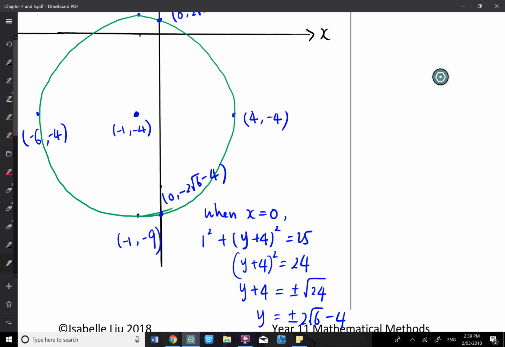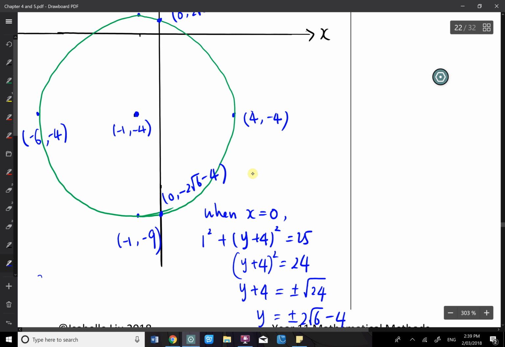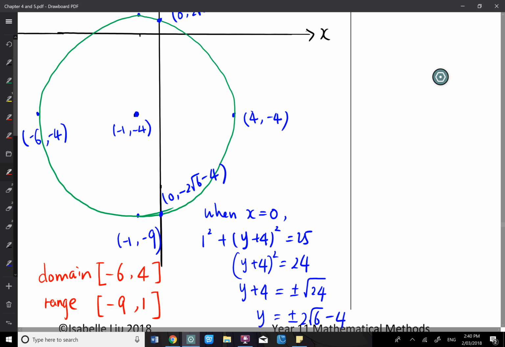What will the domain be? Anyone can see the domain? Four. Yep. And the range? What type of relation is that? A one-to-one, many-to-one, one-to-many, many-to-many? Many-to-many. A circle is a many-to-many relation.